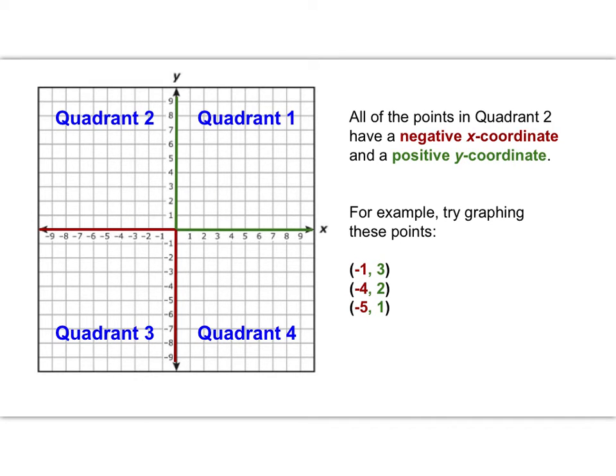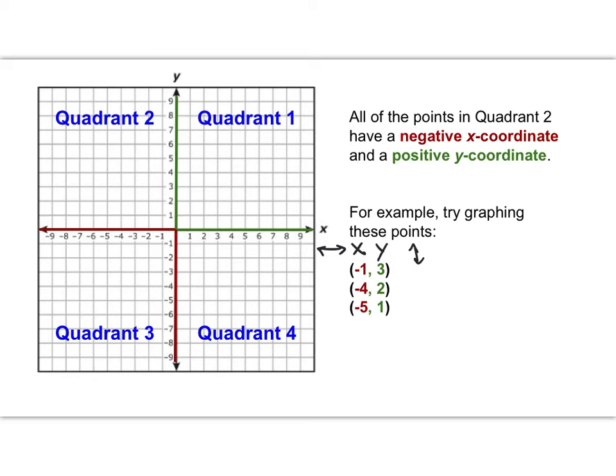Next, let's look at some points in Quadrant 2. All of the points in Quadrant 2 have a negative x-coordinate and a positive y-coordinate. Hit pause and try graphing these points. All right, you've hit play, which means you're ready to talk about where these points are located. The same as Quadrant 1, my first value is my x-coordinate, followed by my y-coordinate. Remember, x tells me left to right, and y tells me up and down.